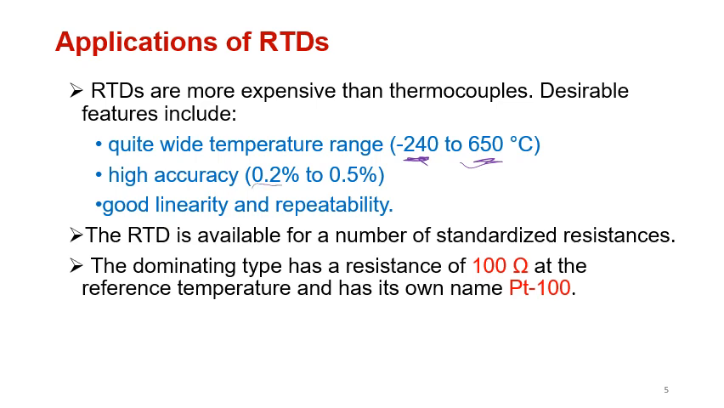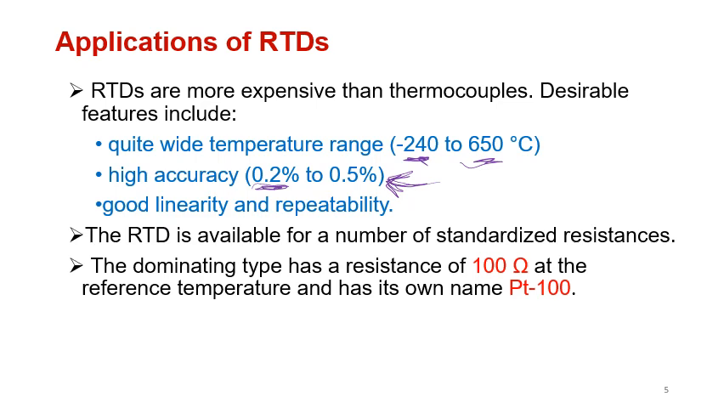Its accuracy is 0.2% up to 0.5%. It has good linearity and repeatability. So we are going to consider these things when I decide to use RTD. Yes, it's expensive, but it will give me a more accurate result because it's linear and its accuracy is high. By the way, the accuracy of the RTD can sometimes go higher than this.